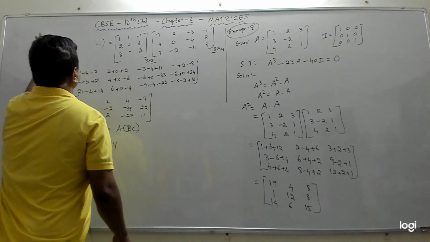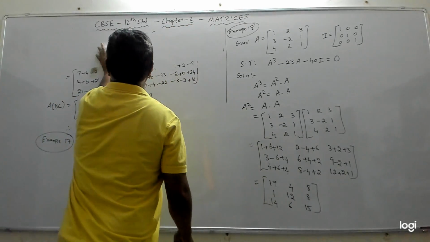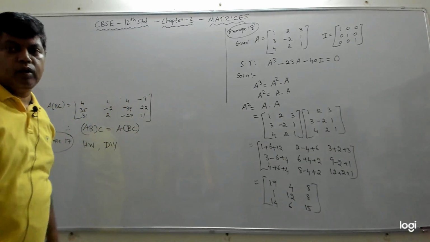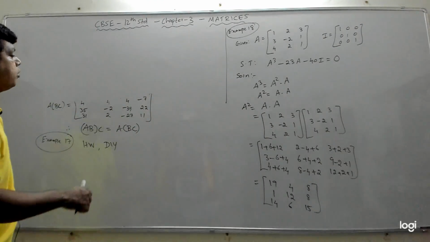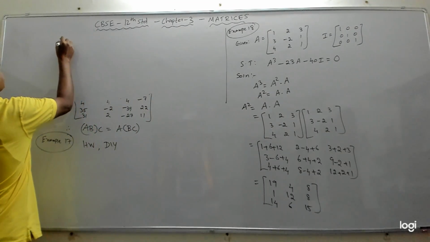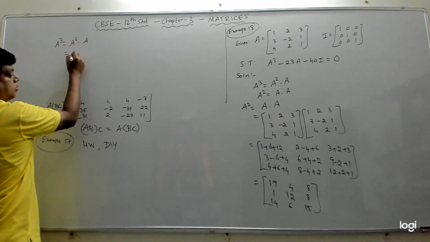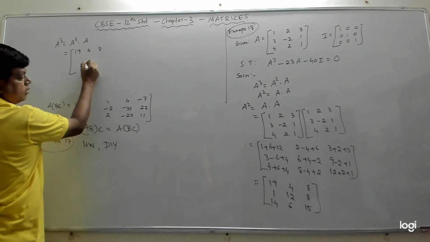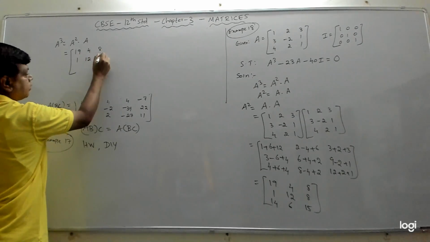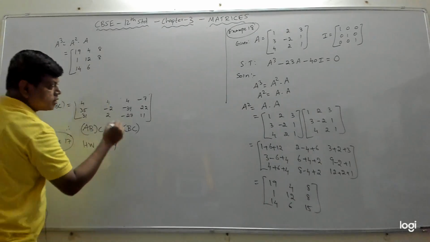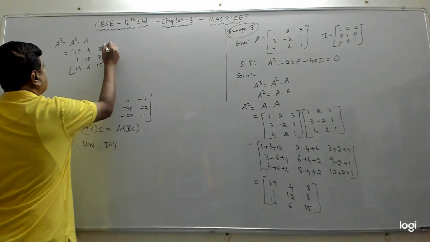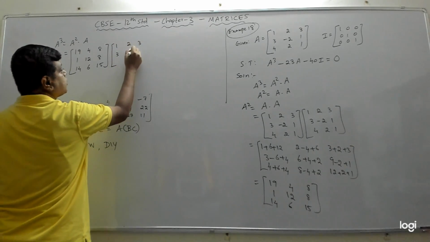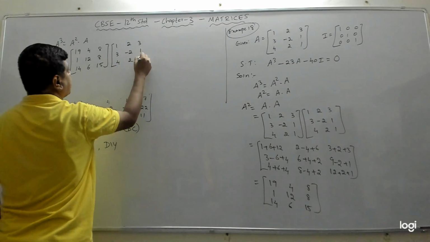I'm erasing this. Now we should find A cube matrix. Now how do we find A cube? A cube is A square into A. So A square is this matrix, which is 19, 4, 8, 1, 12, 8, 14, 6, and 15. Okay. That into A matrix. A matrix is 1, 2, 3, 3 minus 2, 1, 4, 2, 1.